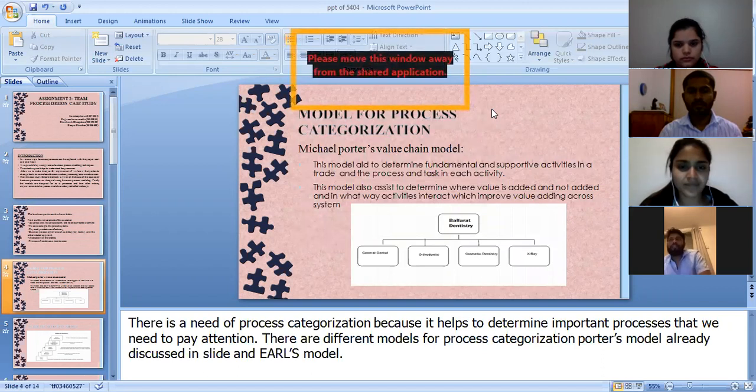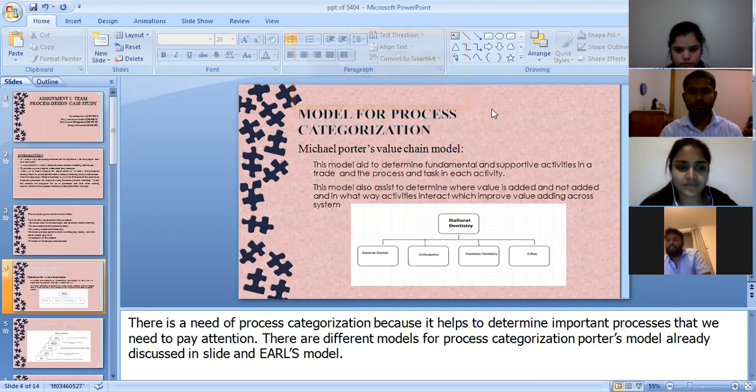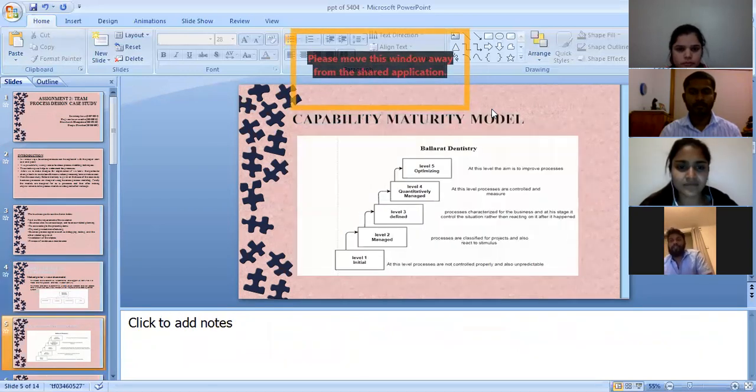So, how is the model for process categorization? Ballarat dentistry has four parts: general dental, orthodontic, cosmetic dentistry, and X-ray. So coming to the next slide, my friend Rajveer is going to explain the next slide.